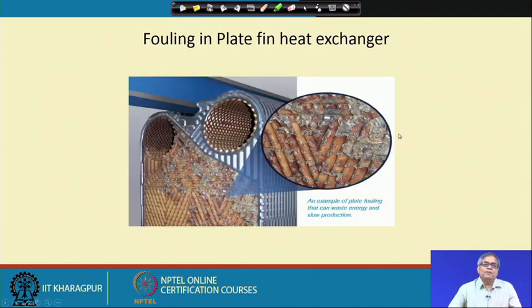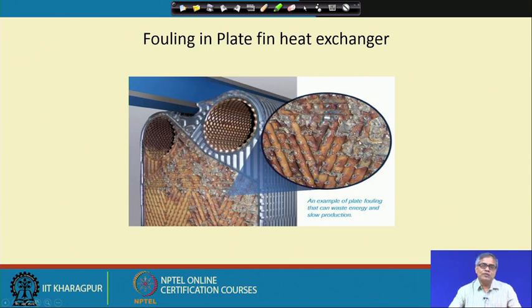This is fouling in a plate heat exchanger. Sorry, it is not a plate fin heat exchanger, it is a gasketed plate type heat exchanger. Sorry for the slip of tongue. In the plate heat exchanger there are small passages, and a plate heat exchanger should use very clean fluid, because the passages are very narrow.